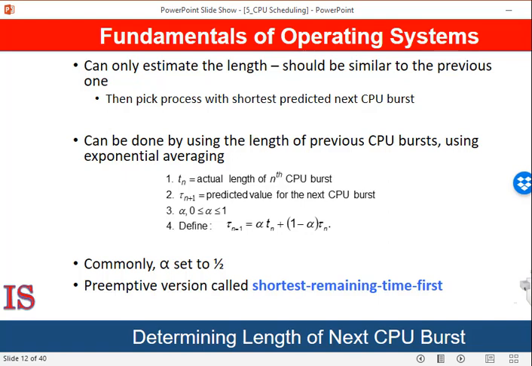The choice arises when a new process arrives at the ready queue with a previous process still executing. The next CPU burst of the newly arrived process may be shorter than what is left of the currently executing process. A preemptive shortest job first algorithm will preempt the currently executing process, whereas a non-preemptive shortest job first algorithm will allow the current process to continue its CPU burst. Preemptive shortest job first is sometimes called shortest remaining time first scheduling.